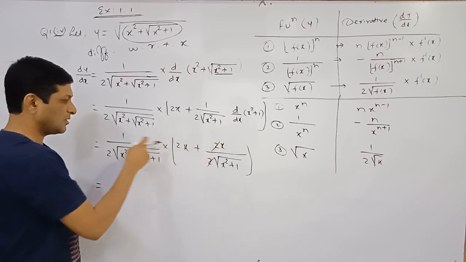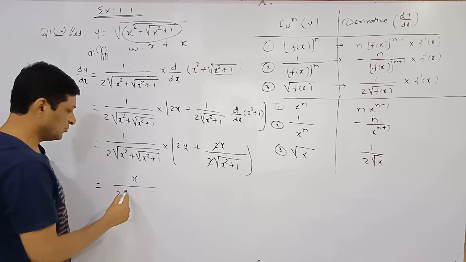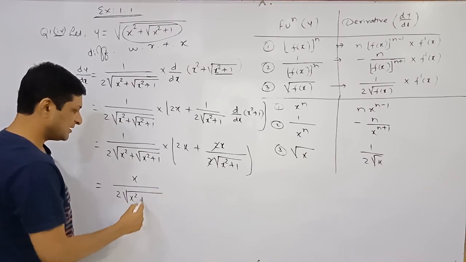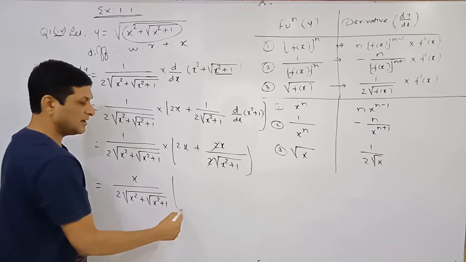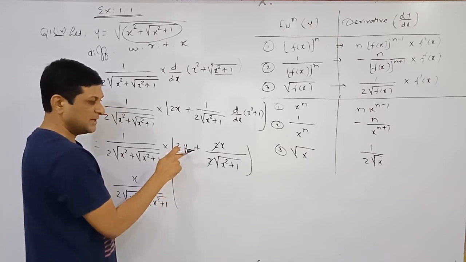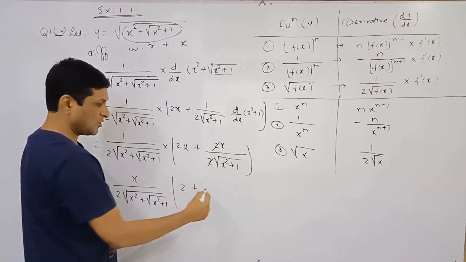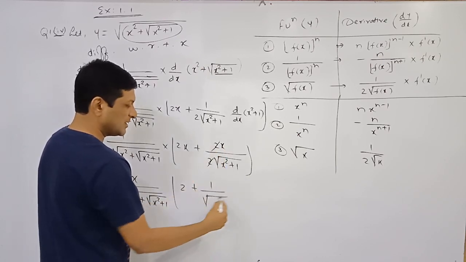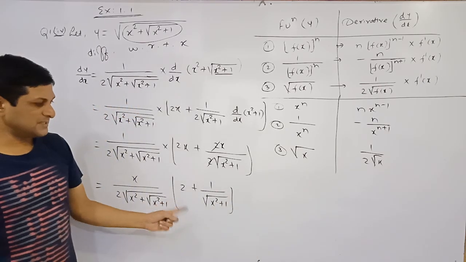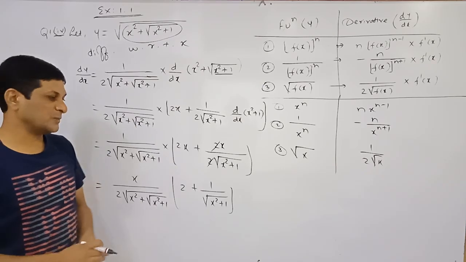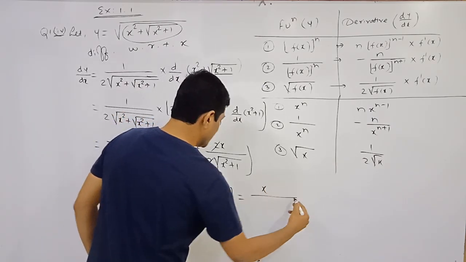If we take x common from the numerator, we get x divided by 2 under root x square plus under root x square plus 1. Now if we take x common, the remaining term is 2 plus, since we have already taken x common, the remaining term is 1 upon under root x square plus 1. Keep it as it is, otherwise you can also take cross multiplication. Let us see what result we get if we take cross multiplication.